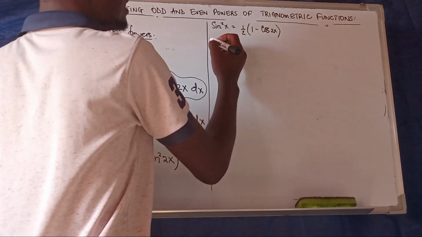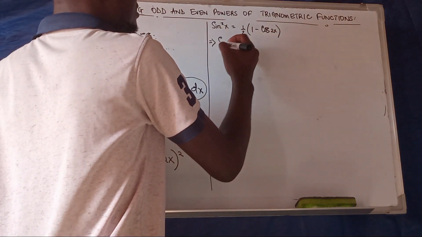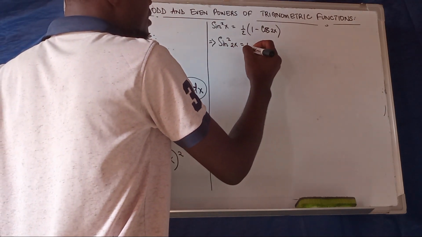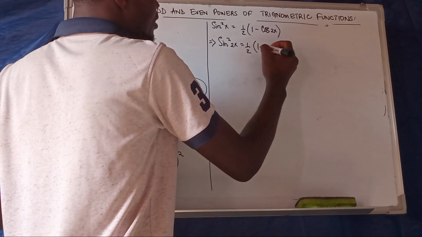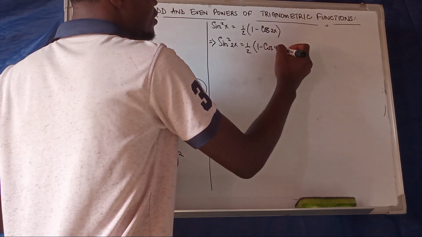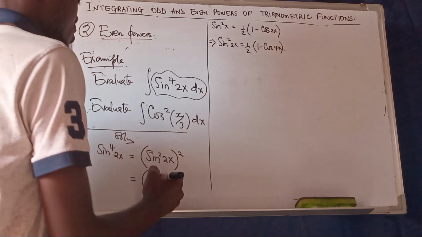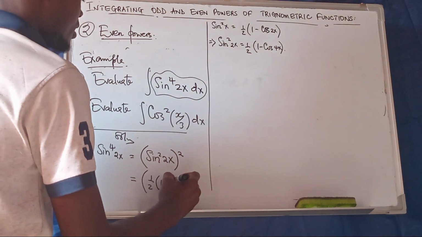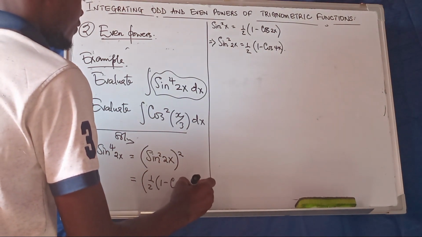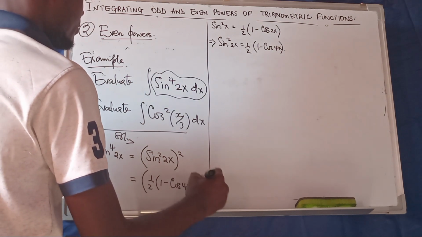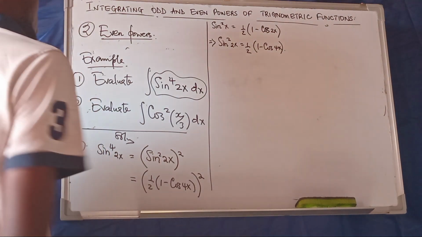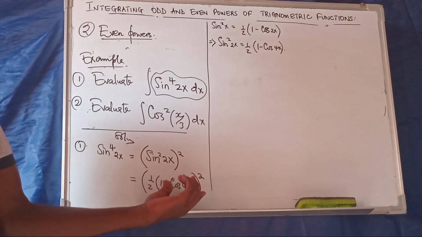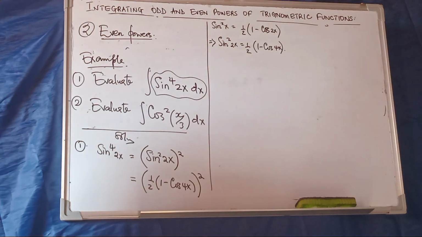So it means that sine squared 2x is the same as a half into 1 minus cos 4x. So we have a half into 1 minus cos 4x, but squared. You should not fear the square there. We can expand this.